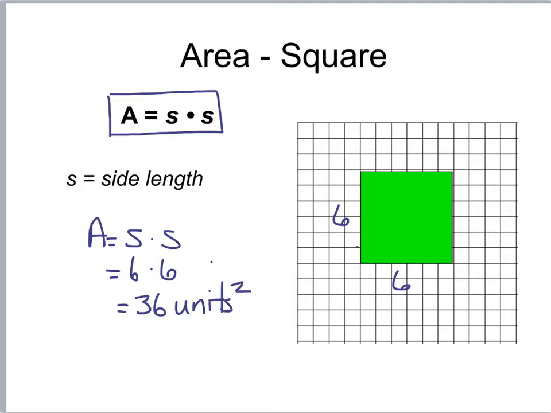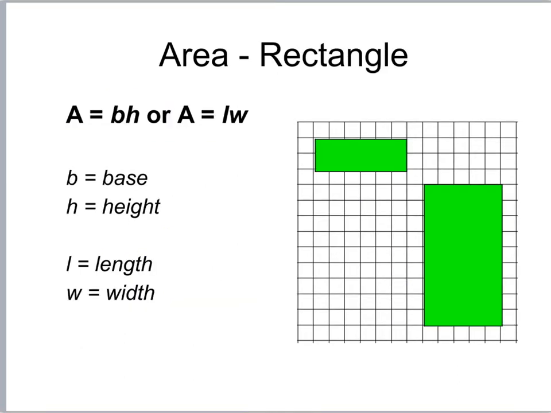That means if I took the green square off of here, there would be 36 squares that make up the area or cover this square. All right, let's look at the area of a rectangle. There are two formulas for the area of a rectangle. We have area is equal to base times height, or area is equal to length times width. They are both going to have the same outcome, so it doesn't matter which one you use.